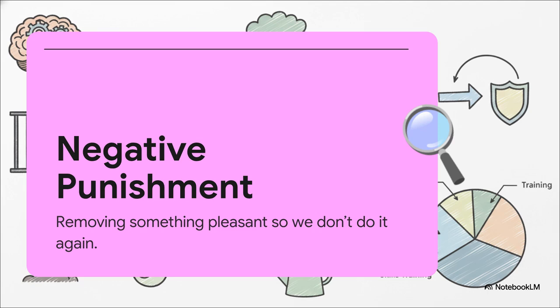While negative punishment involves taking away a privilege you really enjoy, like losing your television time or your recreation break, the sheer removal of that pleasant thing is what completely deters you from breaking the rules again.